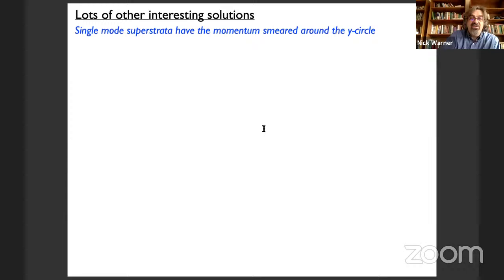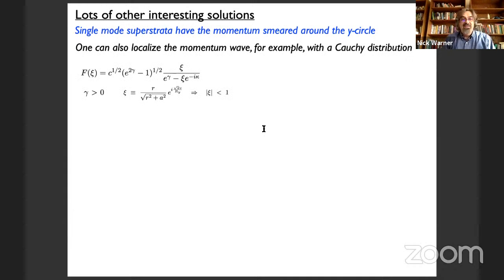Okay, and I wanted to mention a couple of others before just concluding. The single mode superstrata are interesting and they're nice, but they have the momentum wave smeared around the Y circle. And I've already said it's kind of cool to try and localize them, and we can do that. And this is my favorite localization. I think it was Daniel who came up with it. This is the best one to use. Basically, what you do is, here's my holomorphic function. There's some normalization constants that I don't care about, but it's psi over a constant, forget kappa. That's a pure phase.